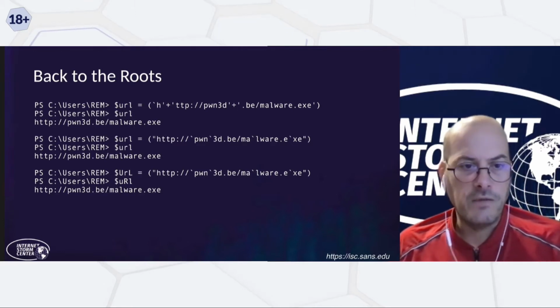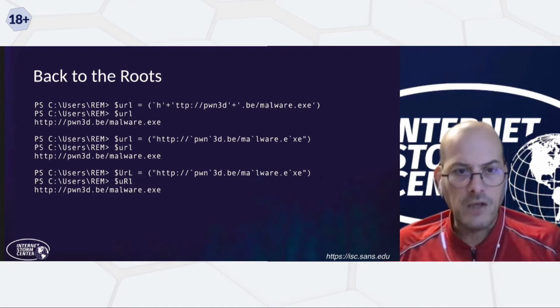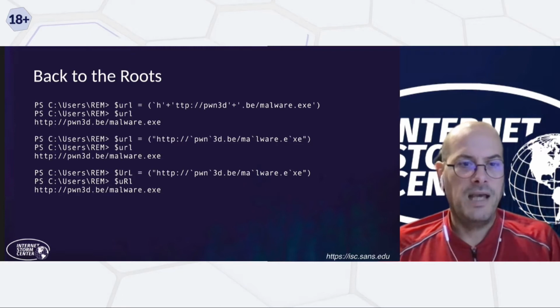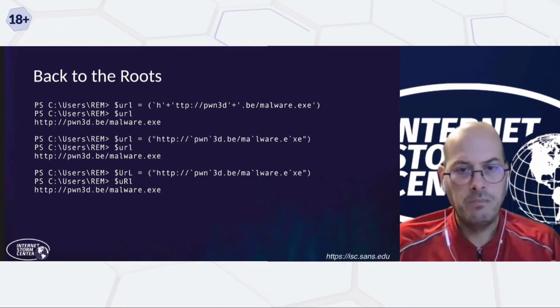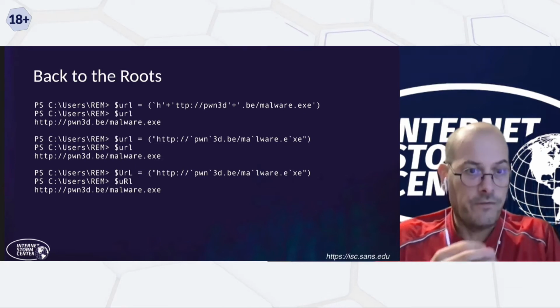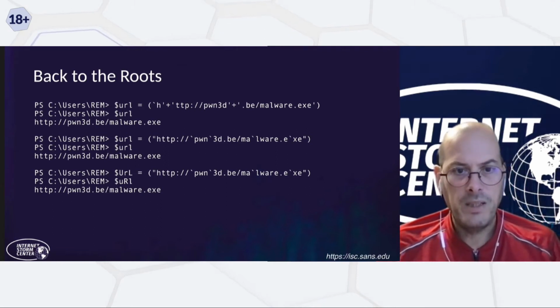Another technique is, for example, to use backticks. Backticks are just ignored by PowerShell. So you can do the same, you can define $URL in another way and put random backticks in the string, but from a PowerShell point of view, the string will be the same.